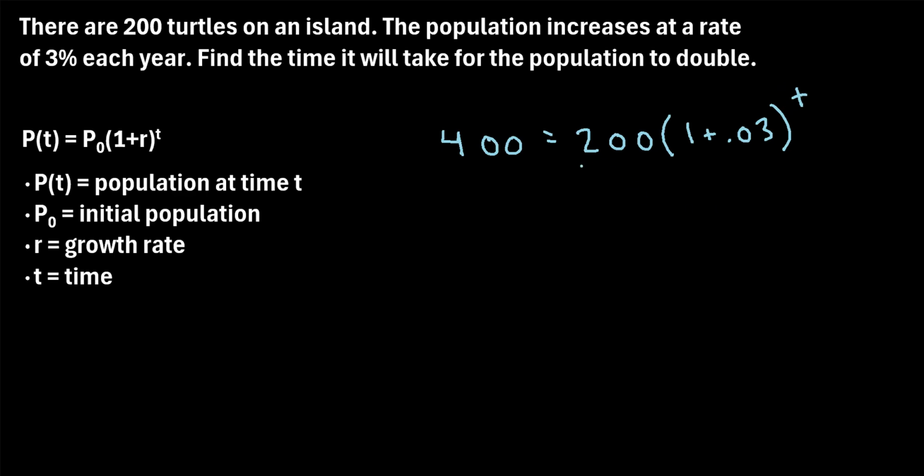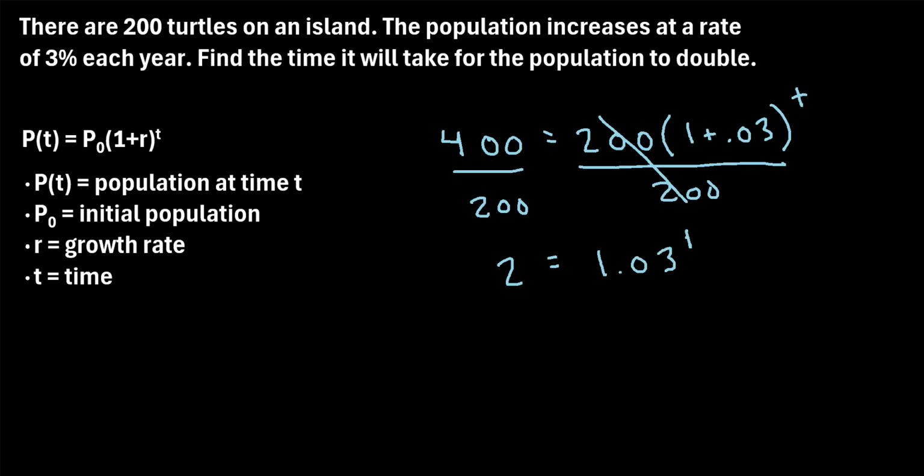Well, we can start by dividing both sides by 200 to get rid of this 200 out front. So we can do that, and we get 400 divided by 200 is 2. So we get 2 is equal to, these 200s cancel out, and we're left with 1 plus 0.03, that's 1.03 to the power of t. So again, we're trying to solve for t here.